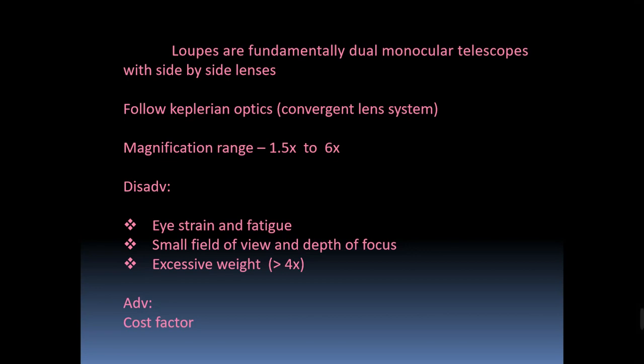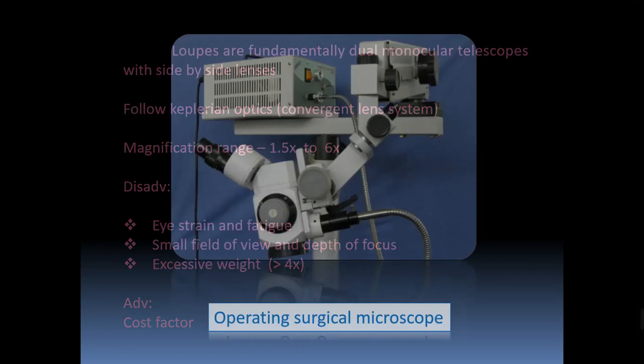Now, loupes are fundamentally dual monocular telescopes with side-by-side lenses. They follow Keplerian optics, that means the convergent lens system. The magnification range is 1.5x to a maximum of 6x. Now, what are the disadvantages? Because of the convergent lens system, they cause eye strain and fatigue, small field of view, limited depth of field and focus, and excessive weight. The only advantage is the cost factor.